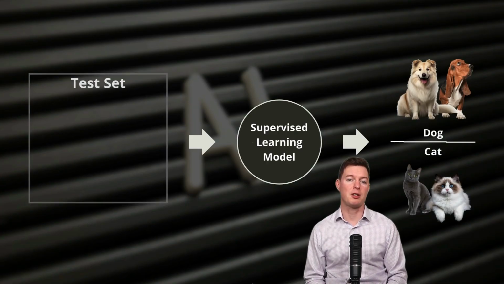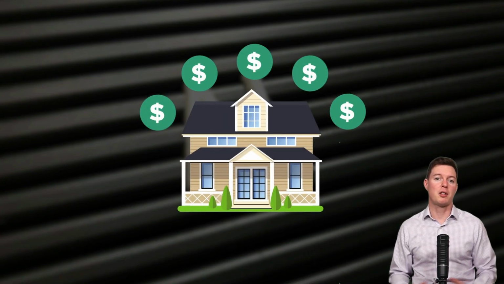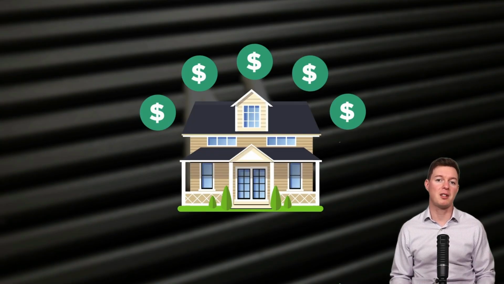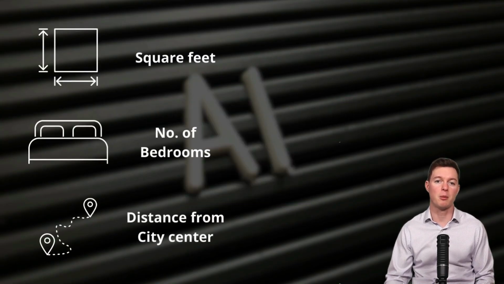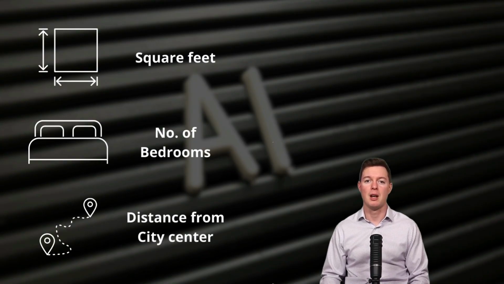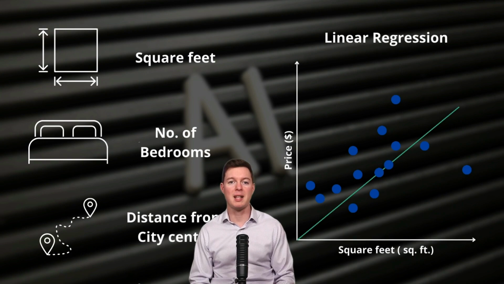You can use this method to predict house prices. So suppose you've got data on various houses, including features like square feet, number of bedrooms, distance from the city centre, and of course their house price. Linear regression can be used to predict the price of a house based on these features.